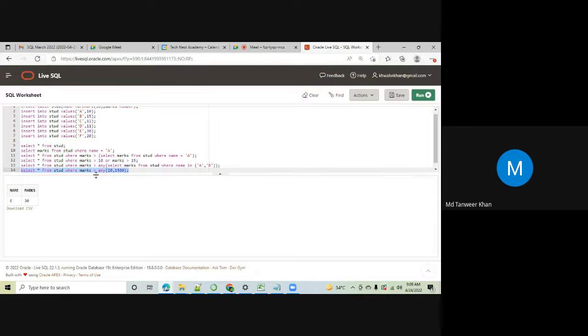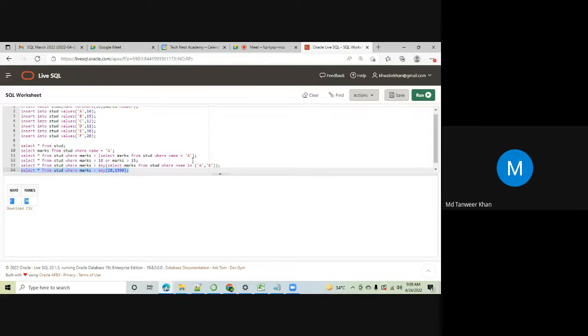Okay, consider this example. When I have executed this, I got the output as 30. Why did I get output 30? Can anyone explain this? Because we have only the marks 30 is greater than the 20 in Marks A. 30 is greater than 20.